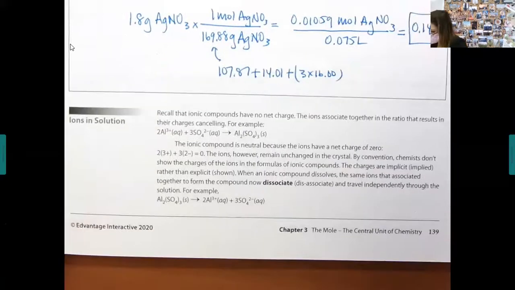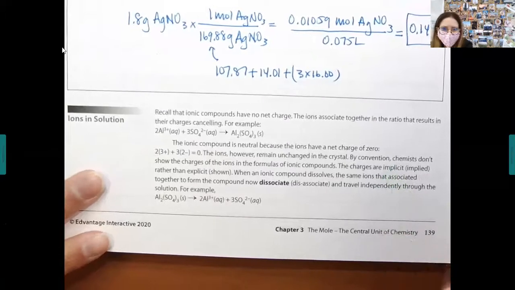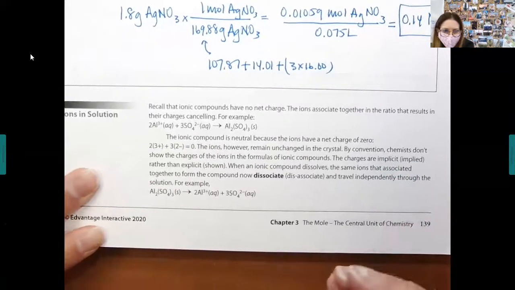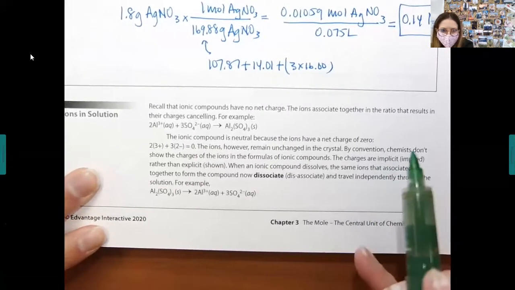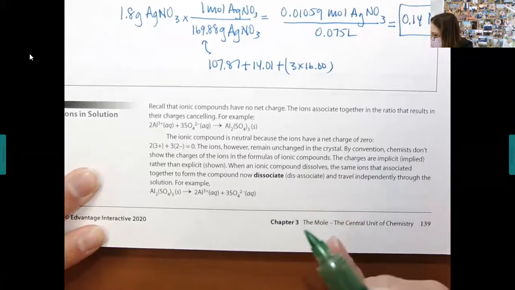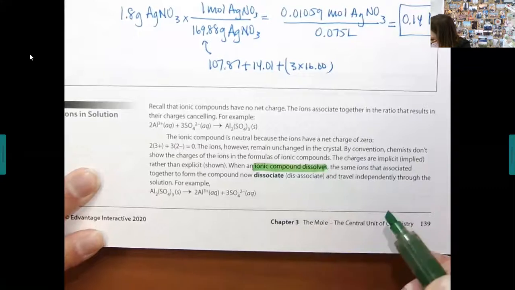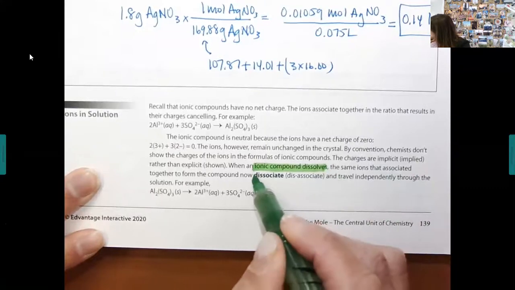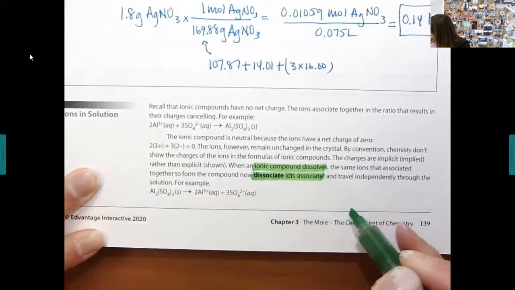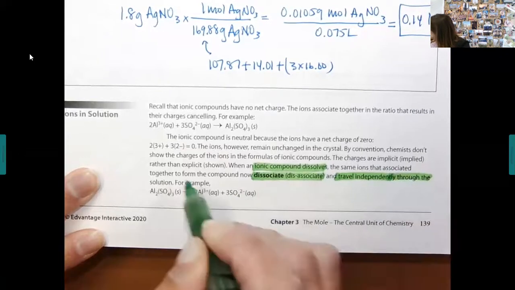And remember that ionic compounds are made up of a cation and an anion. They're neutral when they're together. However, if I put something like that into water, ionic compounds tend to dissolve, okay? And when they dissolve, we say they disassociate. And the ions are going to travel independently through the solution.